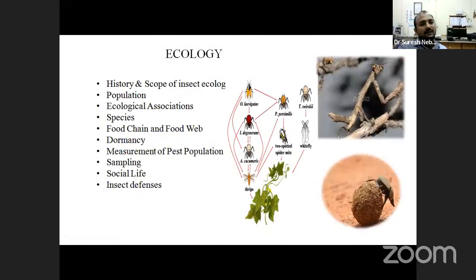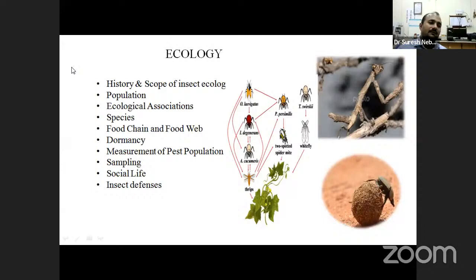Then the ecology part. In ecology, in UG for JRF, they will not go much in depth. Whatever you are learning in your classes, like the initial definitions of ecology, the trophic system, then food web and food chain, then social life, like honeybee, social insects or social life related phenomena. All these things are enough for the ecology portion.